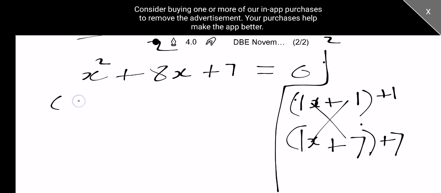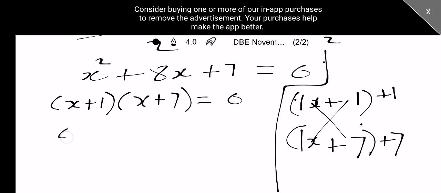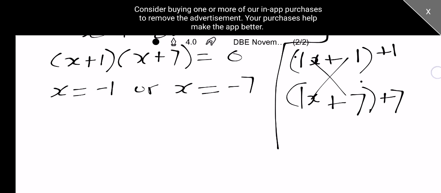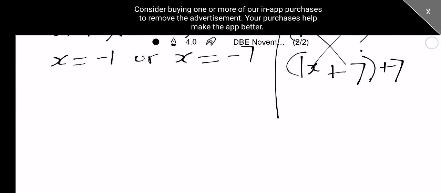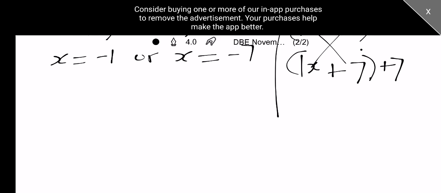This x plus 1 and x plus 7 equals 0. X equals negative 1 or x equals negative 7. Remember guys, this is a simultaneous equation. We are not done yet. We've got to calculate the value of y.